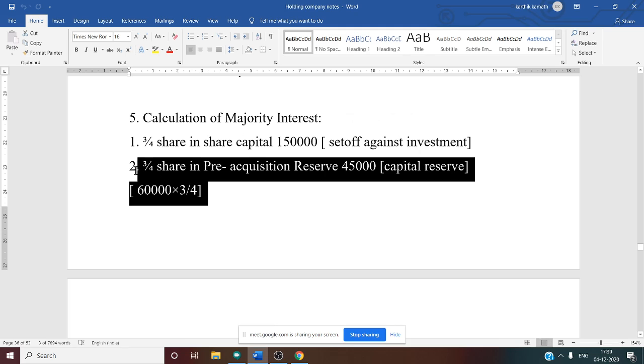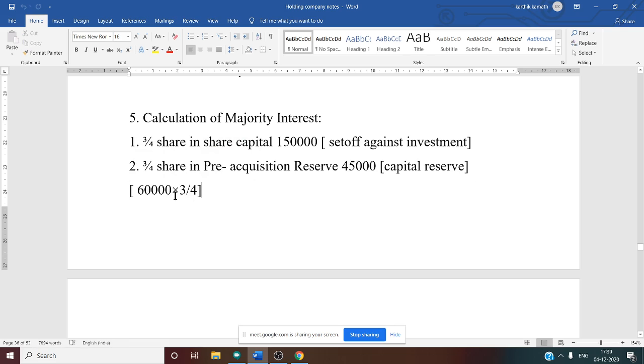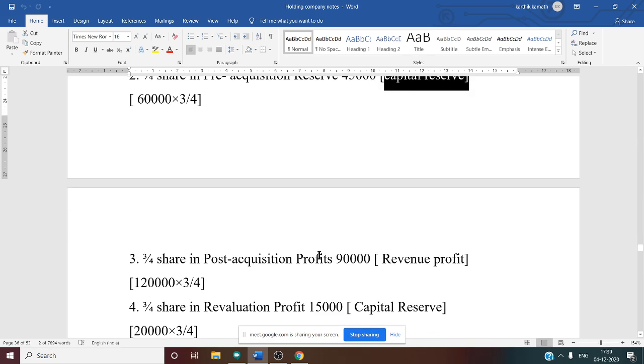Then now the second point, 3 by 4 share in pre-acquisition reserve. In this problem only one type of reserve is there. The entire thing is pre-acquisition, that is, the total reserve itself is a pre-acquisition reserve. So 60,000 into 3 by 4, that answer is 45,000. And since it is pre-acquisition, you know that is long term in nature, you have to write this as capital reserve. That is the second point. After this, there is no post-acquisition reserve, so no need of writing that. Then there is no pre-acquisition profit, no need of writing that.